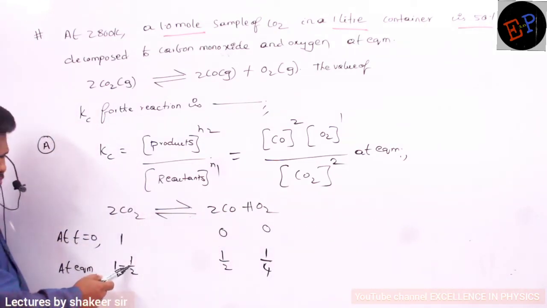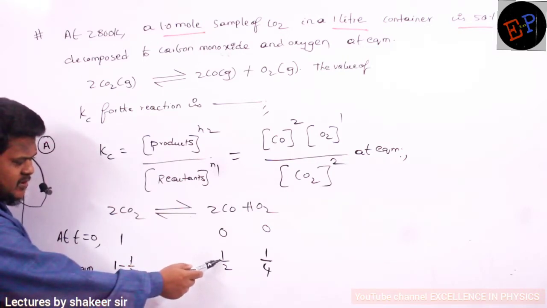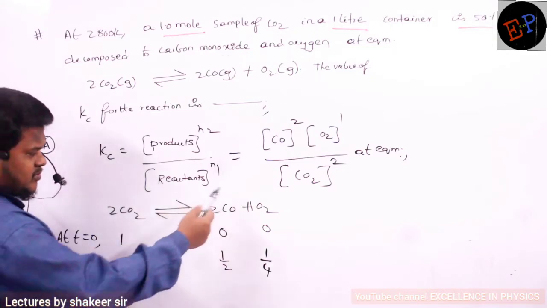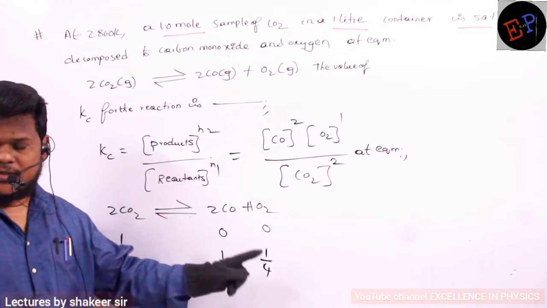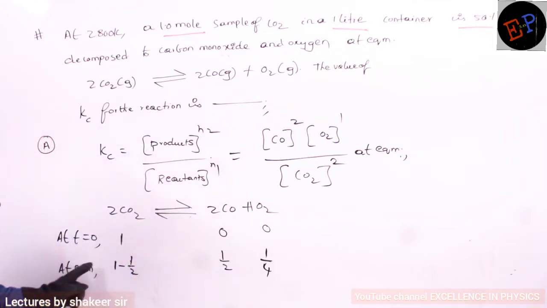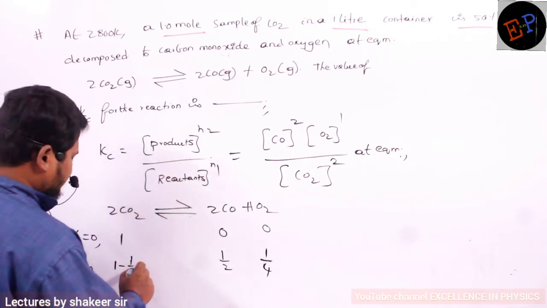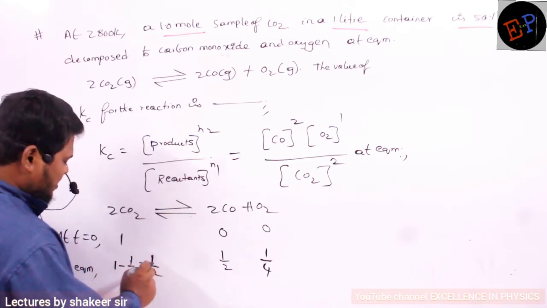So here half mole is reduced because 50% is reduced, no? So half mole is reduced, 1 minus 1 by 2. If half mole is reduced, how many moles of carbon monoxide should form? Half only, because 2 and 2 they are same, no? But how many moles of oxygen should form? Half of that. So half of 1 by 2, only 1 by 4 mole should form. And these are the final concentrations. Initial concentrations are 1, 0, 0. Final concentrations are 1 by 2, 1 by 2, 1 by 4. Are you able to understand? 1 minus 1 by 2 is 1 by 2 only. Are you able to understand?